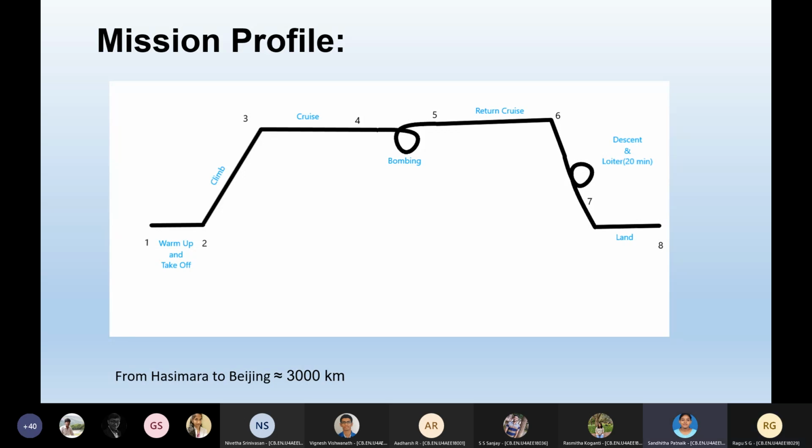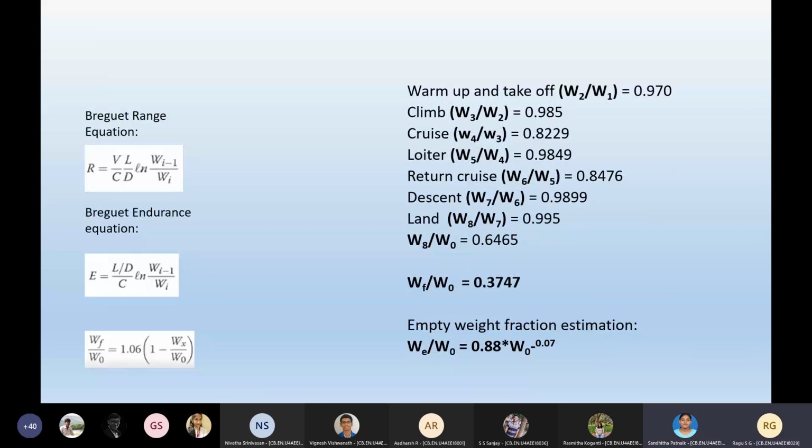Sir says there is no need to increase the range to 10,000 kilometers. Keep it at 7,000 kilometers. Yeah, okay, fine. We'll do that. He also adds to show weight reduction during bombing explicitly in the calculations. For now we didn't do much, but we'll do it in the report. Yeah, we'll look into that. Okay, sir.